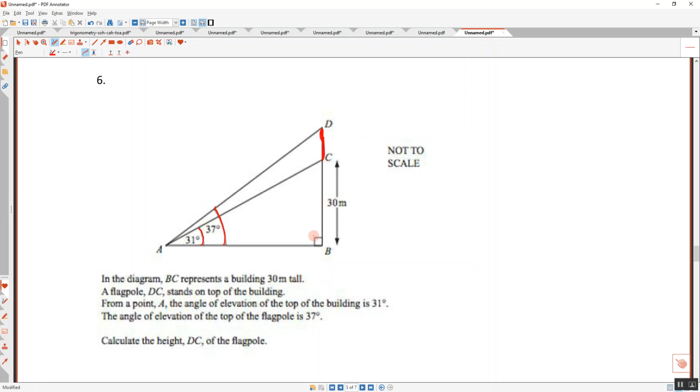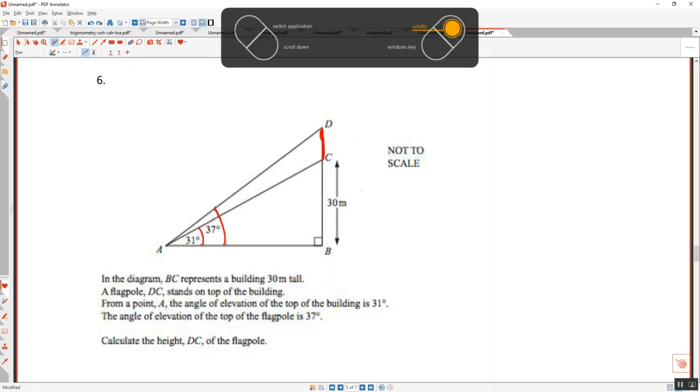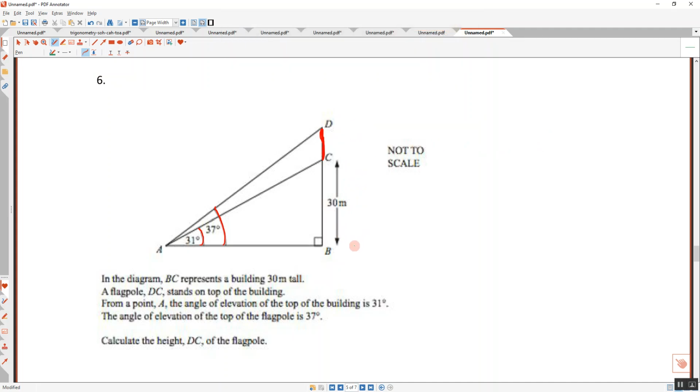Alright, so we've already got this distance. If I can find the total distance, the distance from the top to the bottom, let's call that x, I can subtract off this distance of 30 to give me the part left over. So in order to find x, I'm going to use the full triangle.